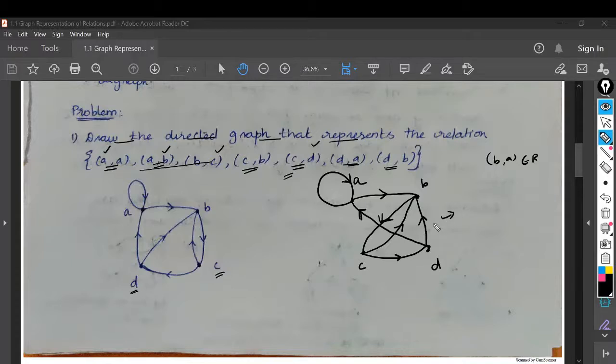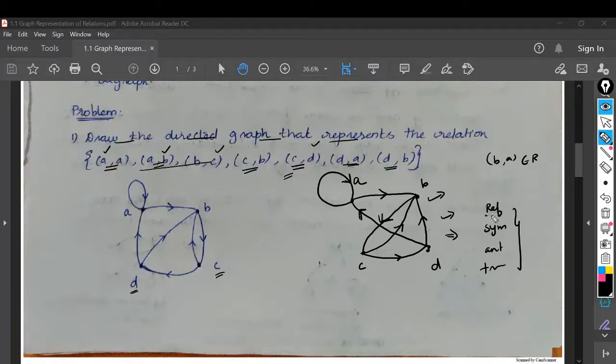The next thing we have to discuss is that with the help of the graph, we can also study the properties of a relation, like whether it is reflexive, whether it is symmetric, whether it is antisymmetric, or whether it is transitive. All these things can be known from the graph itself. See, for example, let us have this particular graph.